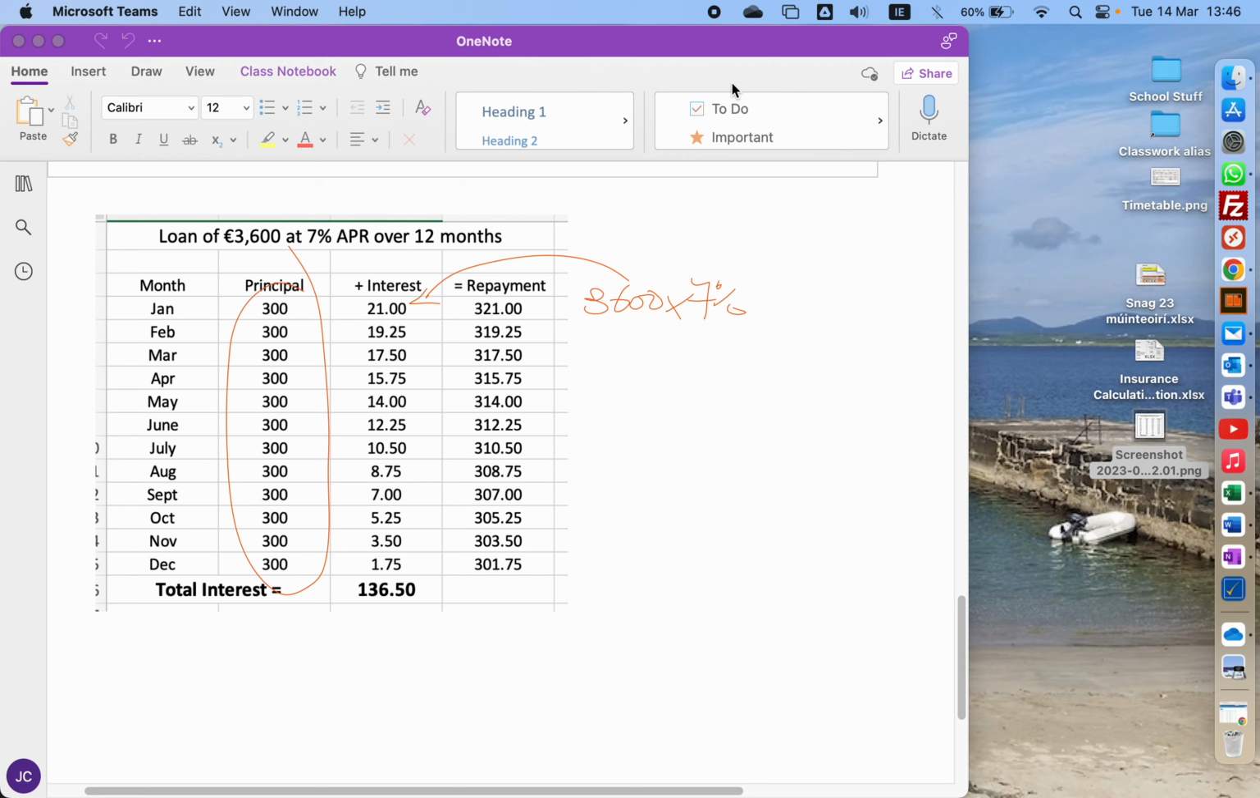But that 7% is an annual figure, so I need to divide that by 12 months, and that will give me my monthly figure. So how much is it for that month?